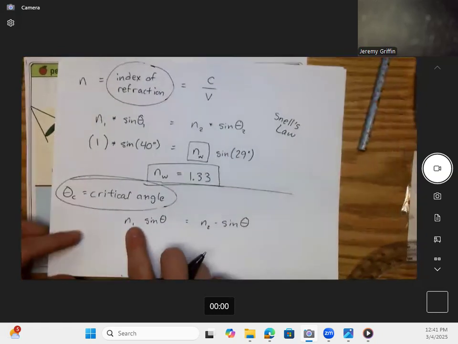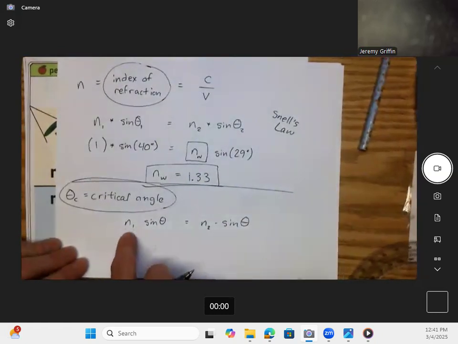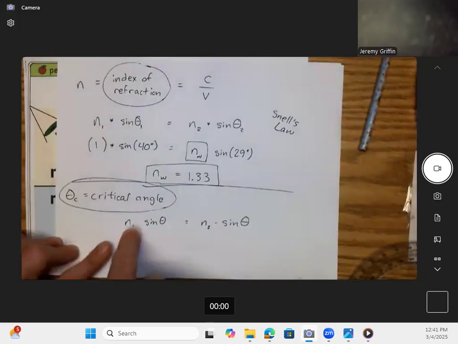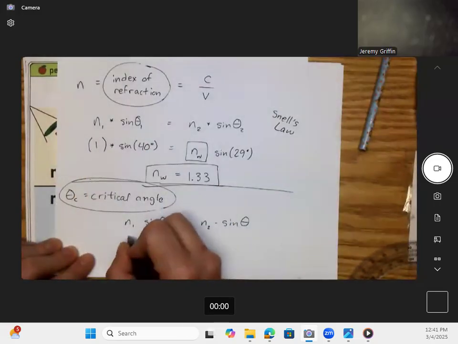I forget if I told you guys or if you can figure it out. Do you guys have a pretty good guess, or do you know what is the index of refraction for air? 1. Oh yeah, actually we did that right up here. Okay, so I'll call it 1.